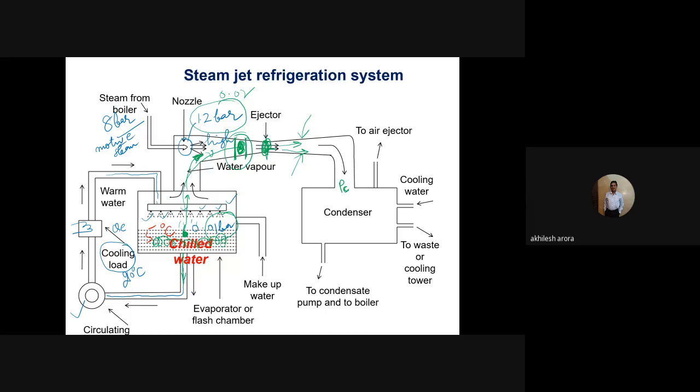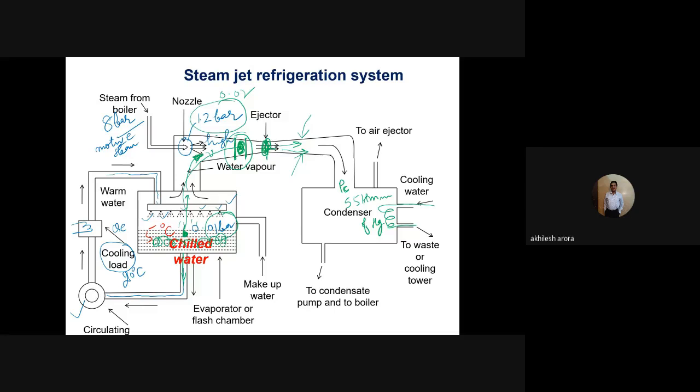Okay, the condenser pressure is about, you can say, 55 millimeter of mercury column. Okay, so this much pressure increases. Once it increases to this particular pressure, what we are doing in the condenser is circulating the cooling water here.